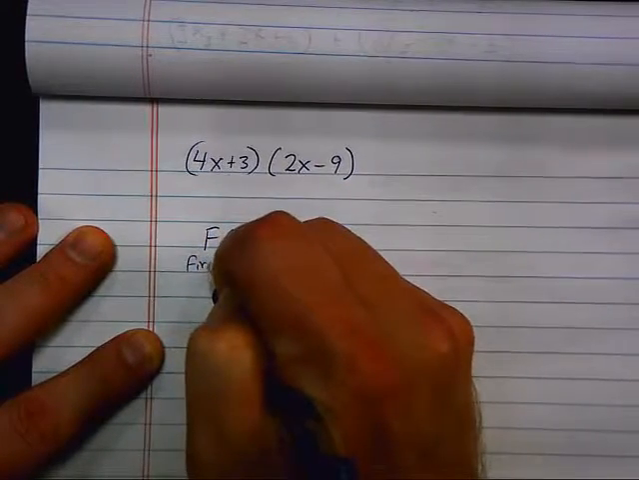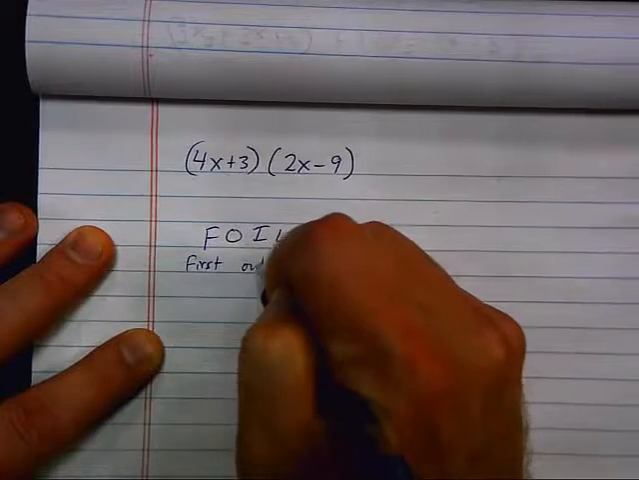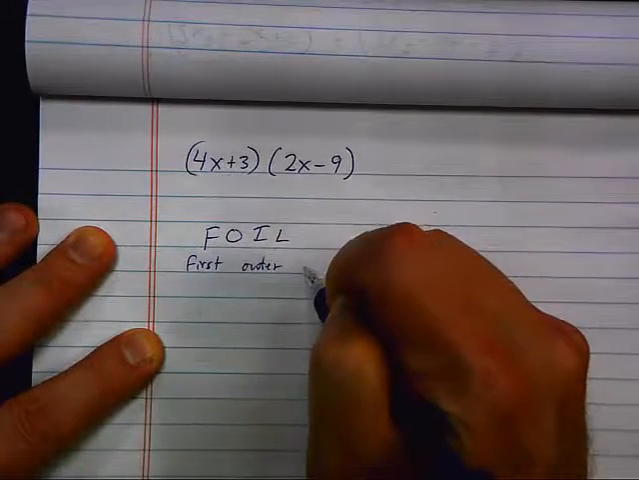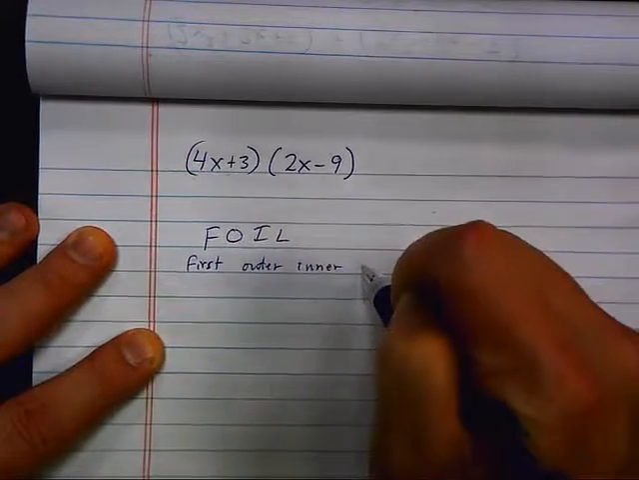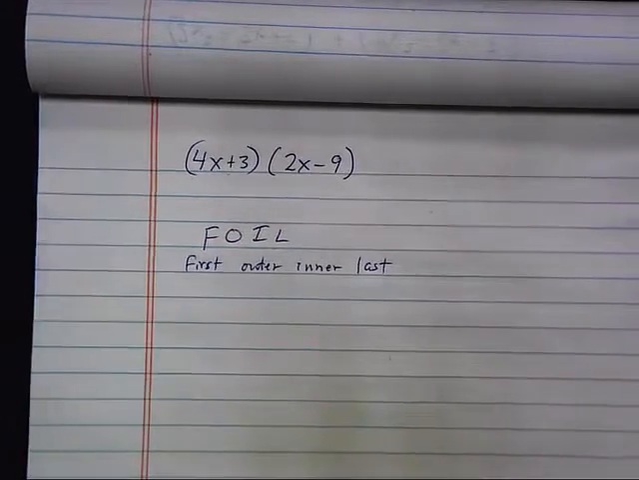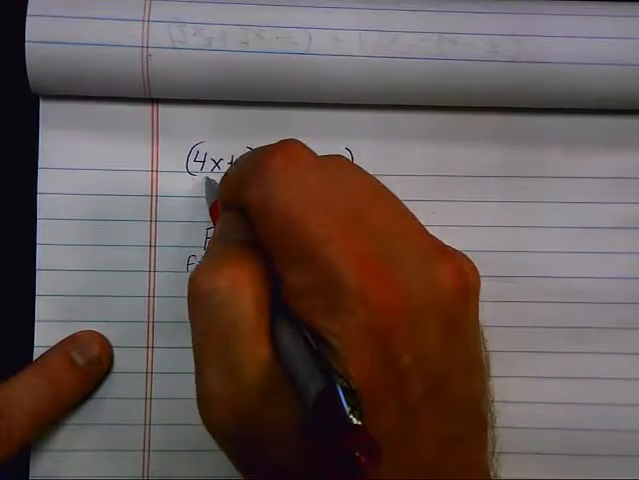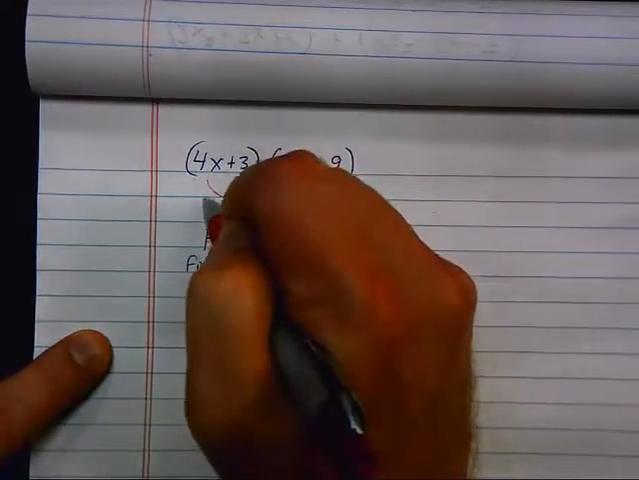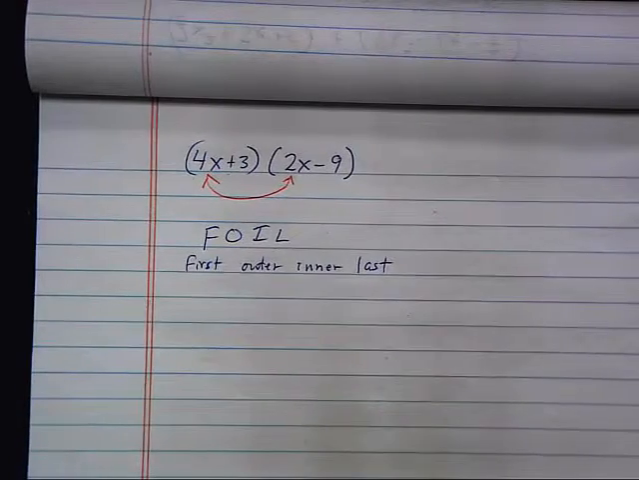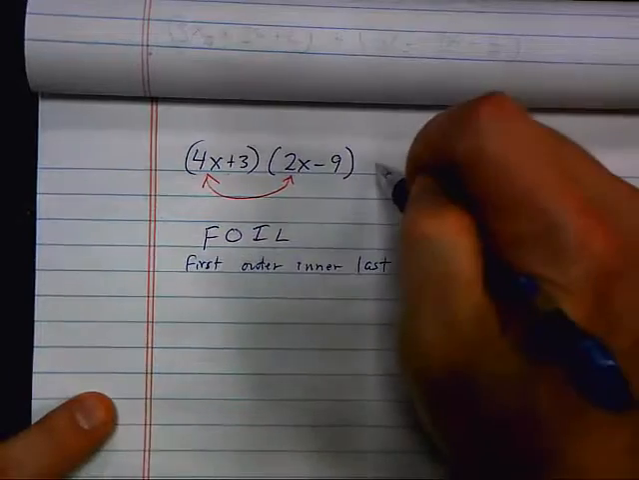First, outer, inner, last. First, outer, inner, last is what FOIL stands for. So what that means is multiply the first two things. In this case, the first two things would be 4x and 2x. You multiply 4x and 2x, you get 8x squared.